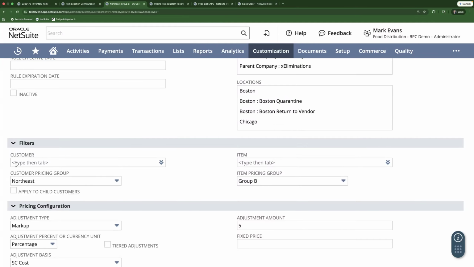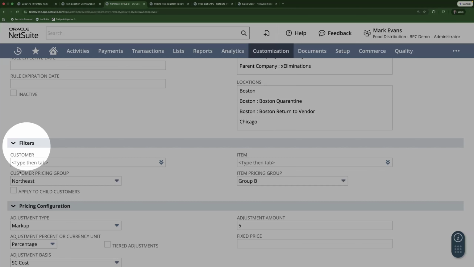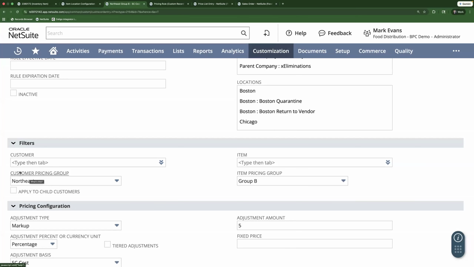And then we build the rules based on these filters. In this particular example, it's pretty straightforward. I can either specify a specific customer or I can use a customer pricing group. It is important to note that in the solution, we can add up to 5 fields on the customer record for the configuration of these rules.